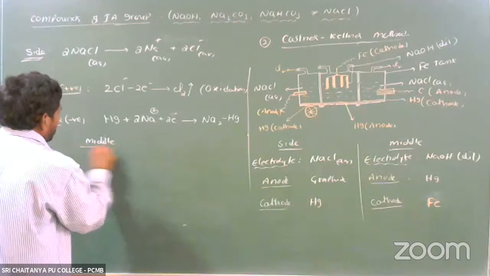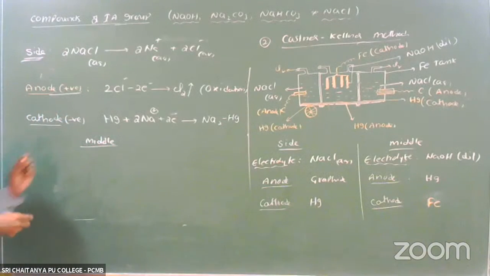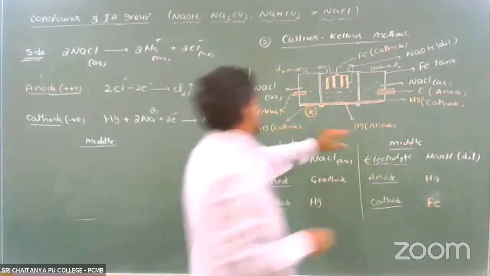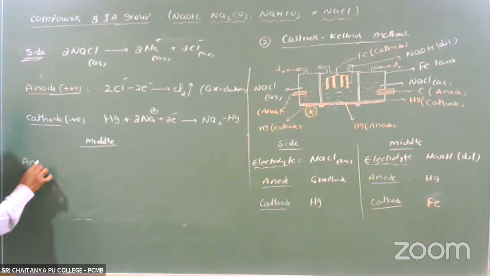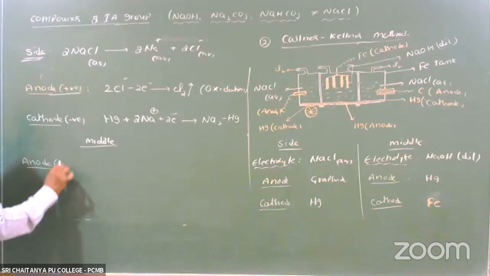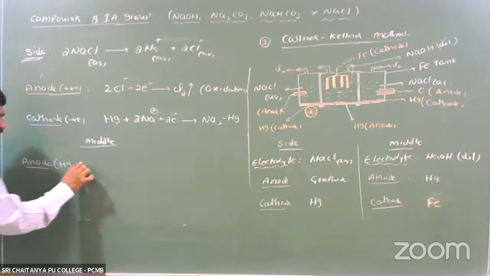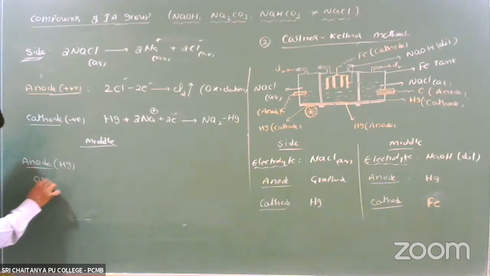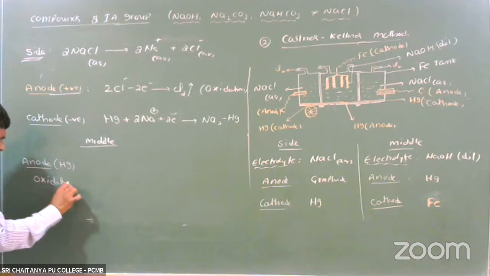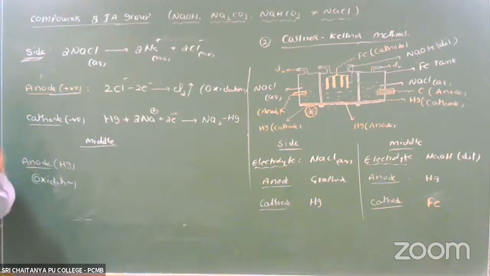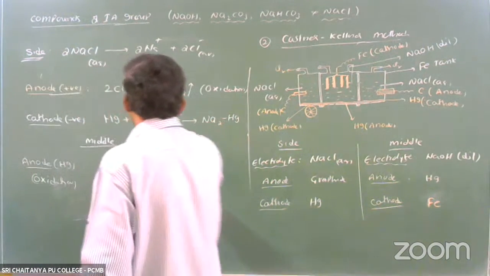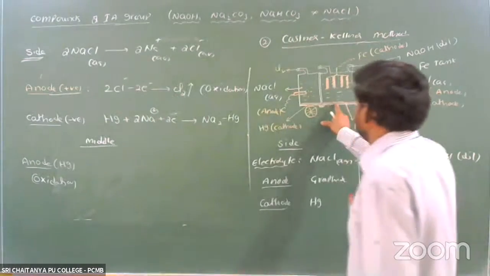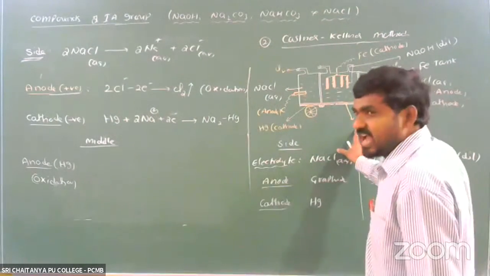In the middle compartment, mercury is the anode. The reaction that takes place at the anode is oxidation. Oxidation means de-electronation. Here the sodium amalgam reaches the middle compartment, and mercury acts as anode.